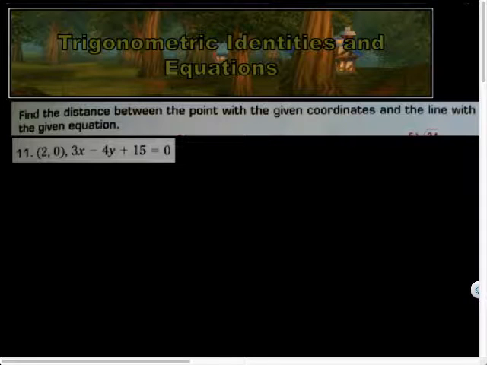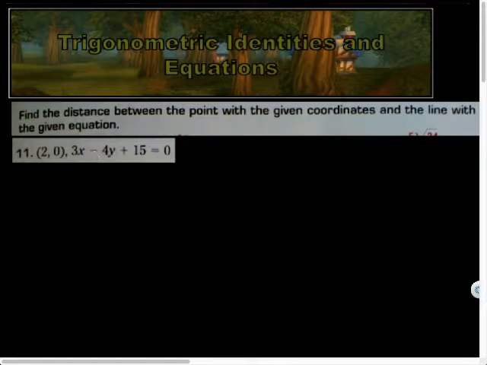We've been talking about the distance from a point to a line, specifically a line in the normal form, because it actually ends up being quite easy. So distance is what we've been talking about. We're on page 475, and here's question 11. It says find the distance between the point with the given coordinates and the line with the given equation.